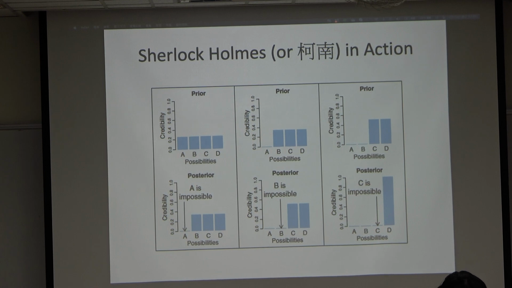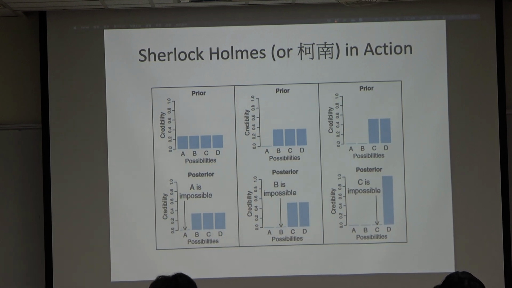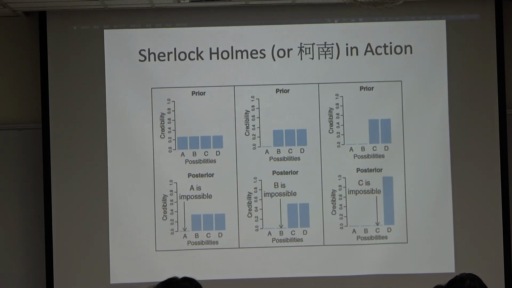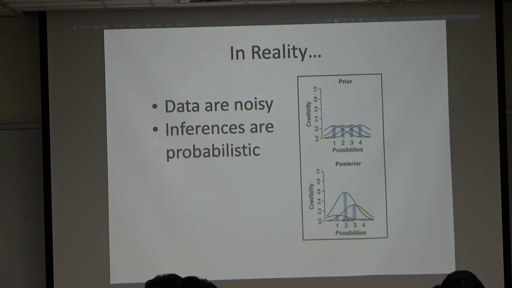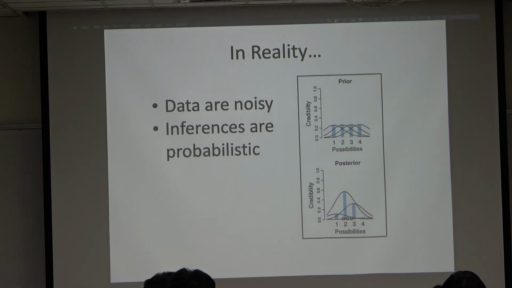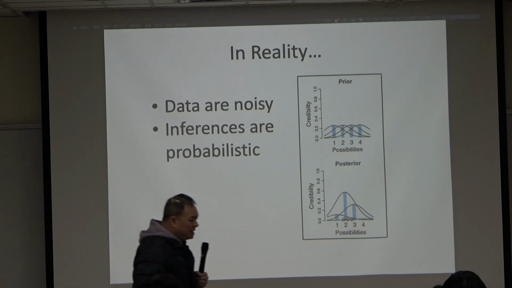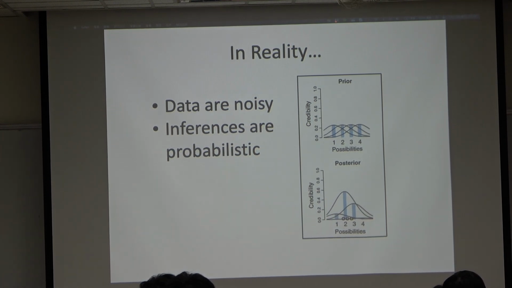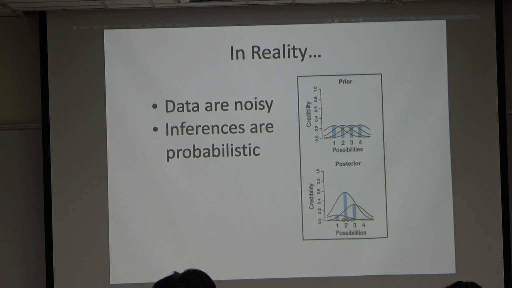But in reality, the outcome of the possibilities, and data are noisy. Because of that, you can see the probability for each possibility is actually represented in a distribution instead of just a simple probability number, right? So the probability of each outcome is represented by a probability distribution, okay?